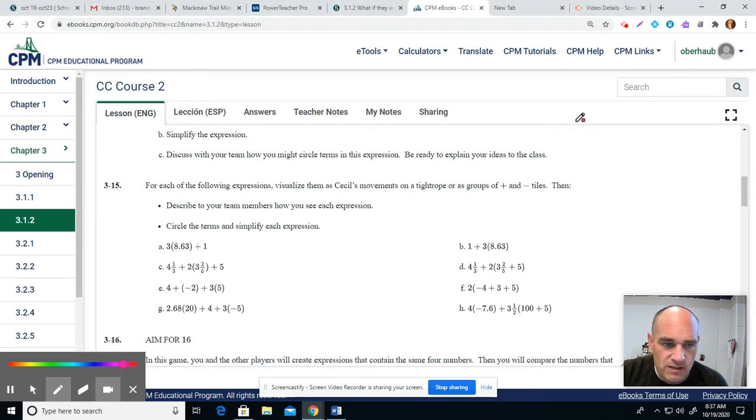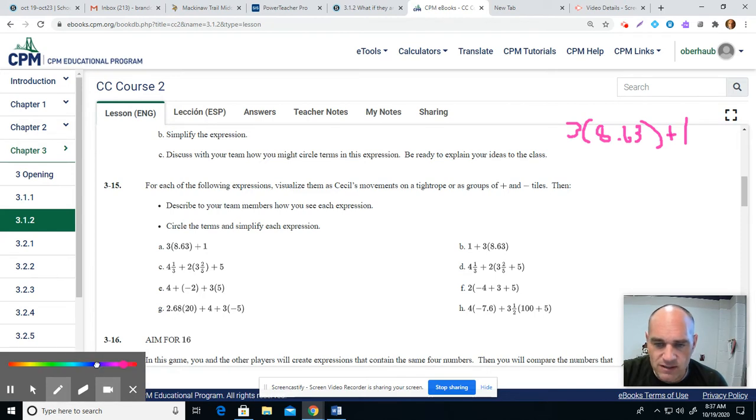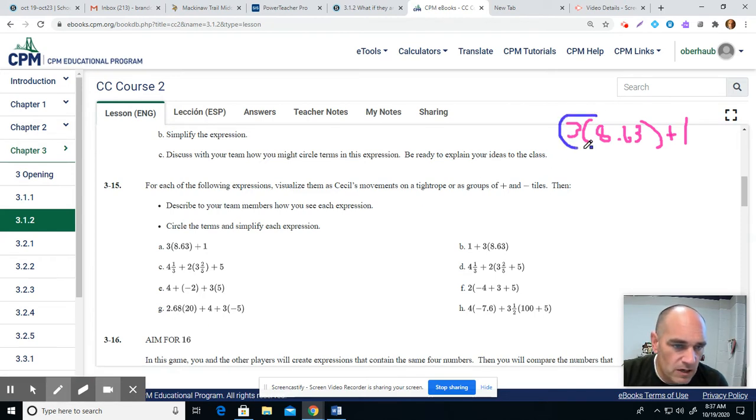So the first one I just need to write is 3 times 8.63 plus 1. All right, so here's my plus sign. So that breaks this problem up into two terms. So I've got this term right here, and then I've got this term. So we're just going to simplify these terms. So on this side, I just have 3 times 8.63.